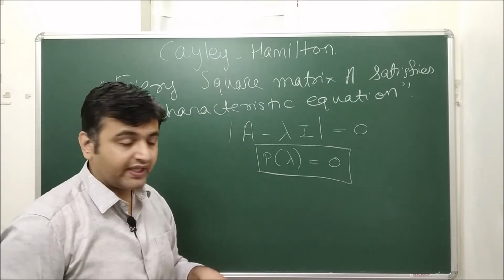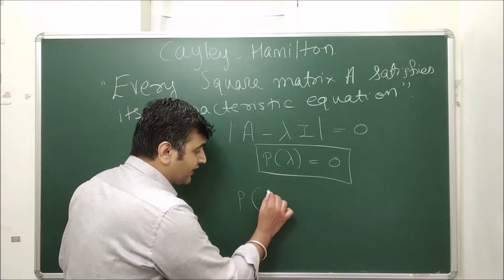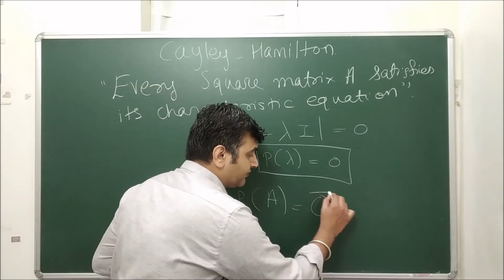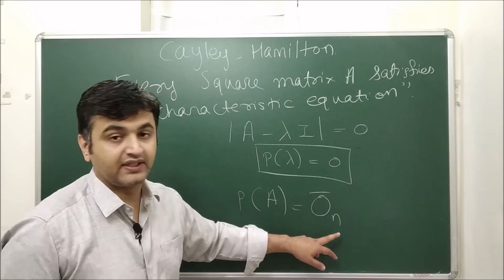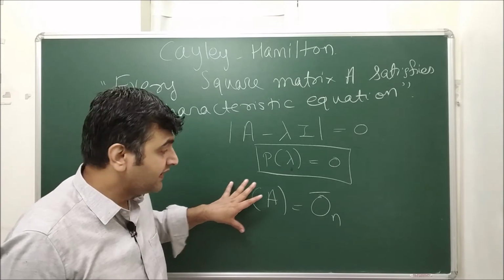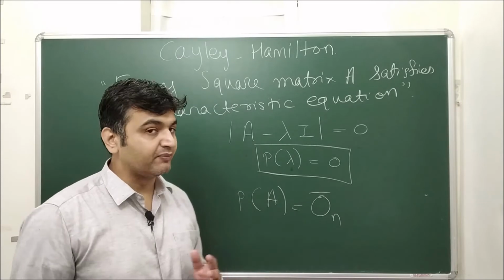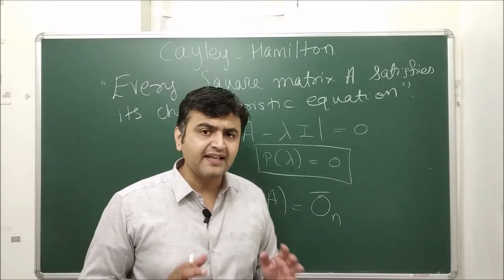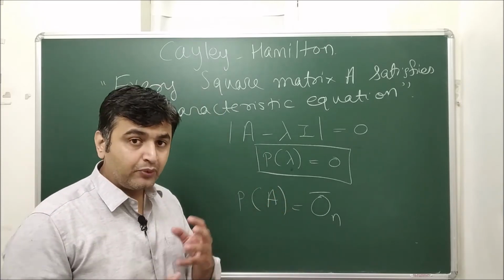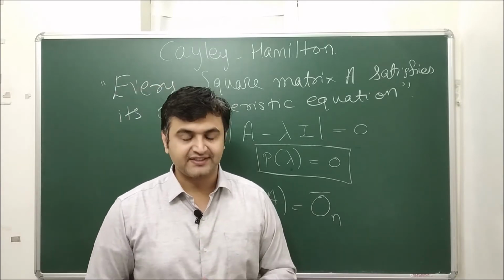Then Cayley and Hamilton proved that your matrix will satisfy this equation. That means when you replace your lambda by A, this is equal to the zero matrix of order n. So on the left hand side you will have a matrix, and the right hand side is nothing but the zero matrix. That's what they proved, and this is very nice. It has very nice applications in problem solving. I will take an example and explain its application with the help of it, so it will be easy for you to understand.